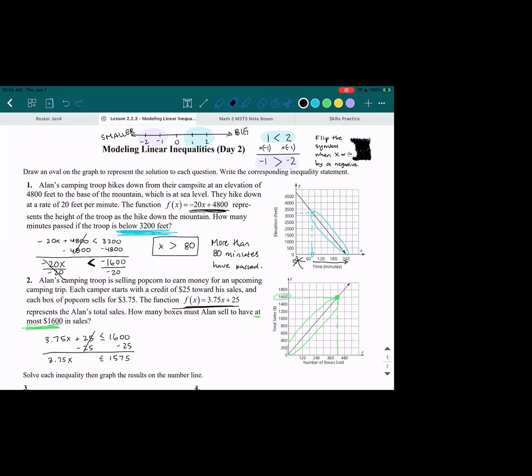And finally, x is being multiplied by 3.75. So to get rid of multiplying, we do the opposite. We're going to divide by 3.75. So that way, since you do the opposite, they get to cancel out. You will be left with x is less than or equal to whatever that is. I'm going to use a calculator. 1,575 divided by 3.75 gives us 420. So we now know that Alan has to sell at most 420 boxes of popcorn.